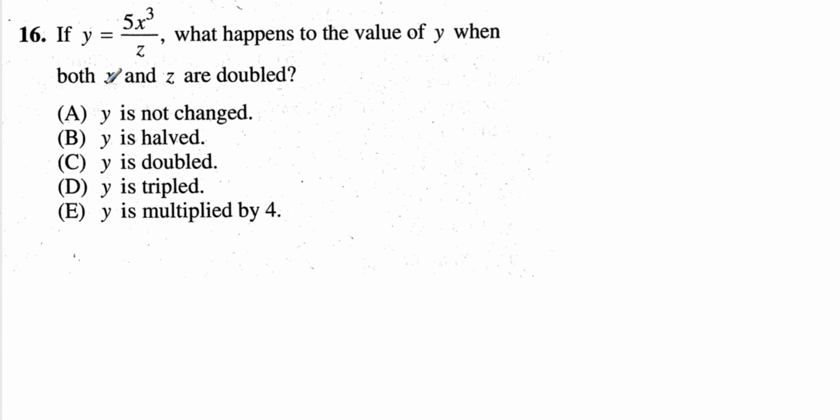Number 16. y equals 5x cubed over z. What happens to the value when both x and z are doubled? Then we're just going to put 2x and then 2z in those places. So 5 times (2x) to the third over 2z. Notice that I put the parentheses because the cube is impacting the entire value of x. So in place of x, I put 2x. So the entire 2x would have been affected by the cube.